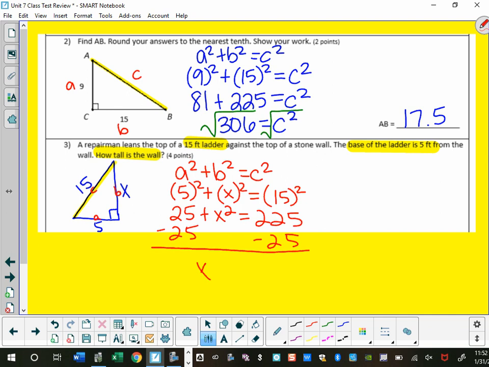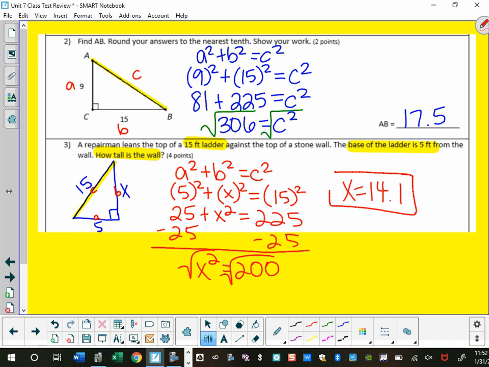So you guys did x squared is equal to 200, right? You did not stop there, you took the square root of both sides. So you were left with x equals 14 point something. I got 14.1. Sydney, if you wrote 14.2, I would not count that wrong. That's just rounding.